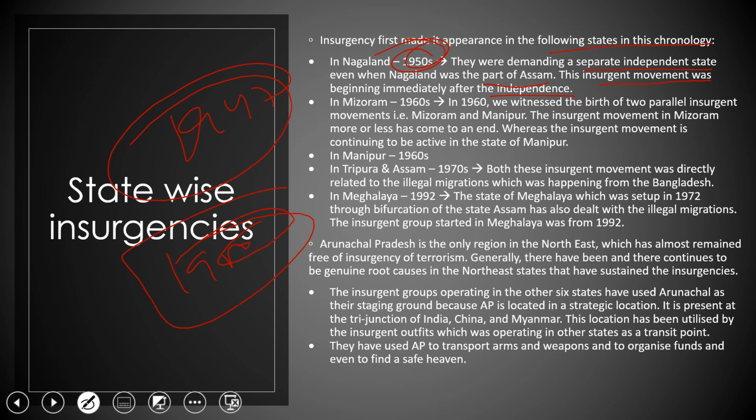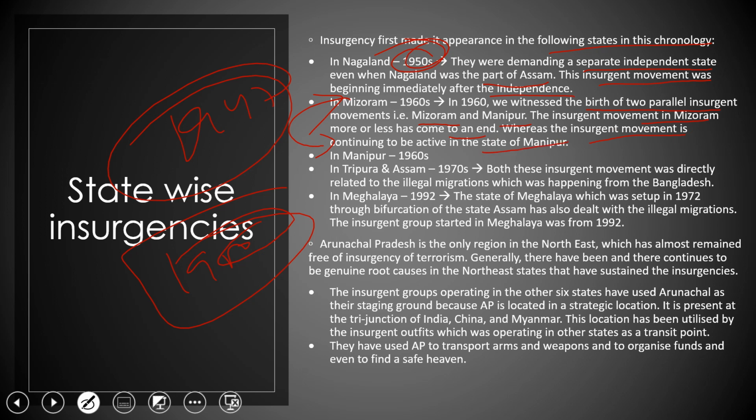Okay. Then in Mizoram it started in 1960. We witnessed the birth of two parallel insurgent movements, one in Mizoram and one in Manipur. These two actively started in 1960. So it was a huge problem. Nagaland was the active one, and Mizoram and Manipur both started at the same time. The insurgent movement in Mizoram has more or less come to an end right now, though some groups are still active, whereas the insurgent movement continues to be active in the state of Manipur.